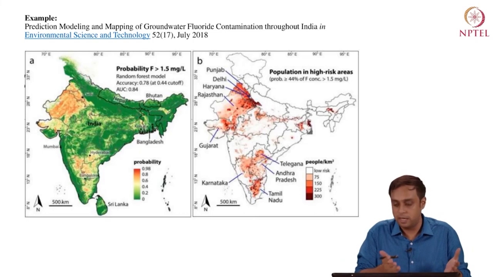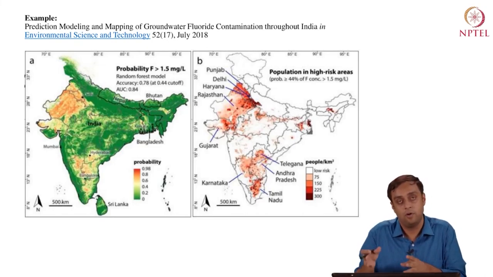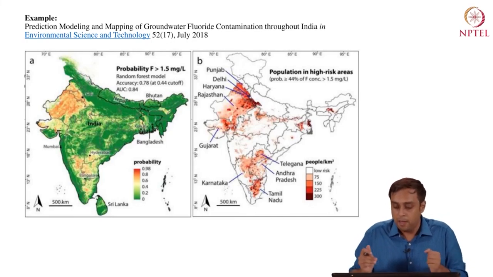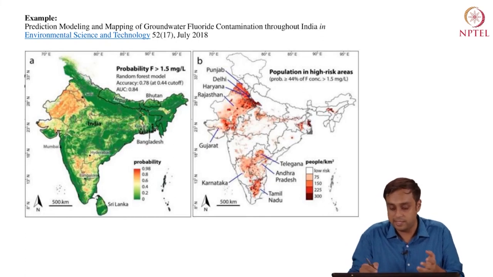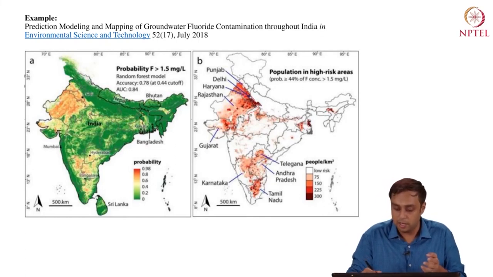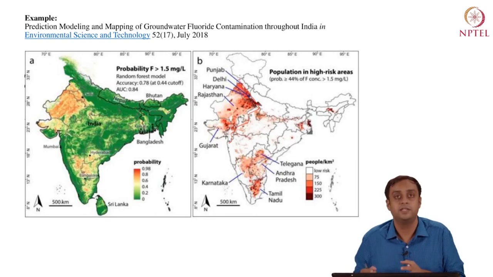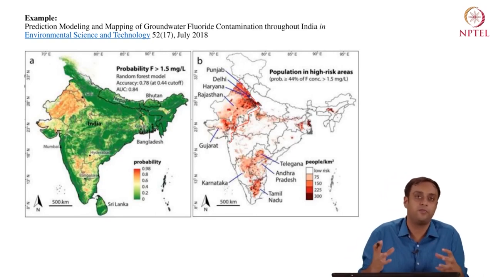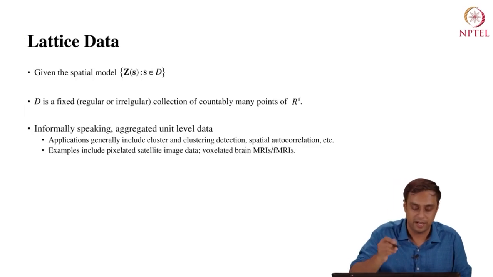Here, in this left picture, the domain of interest is the entire conterminous region of India, as a country. On the right, the region of interest is states ranging from Punjab, Delhi, Haryana, Rajasthan, and Gujarat. And then there are some states in the south. So you have a more restrictive region of interest that you're looking at on the right-hand side. So you can have both possibilities with these data.